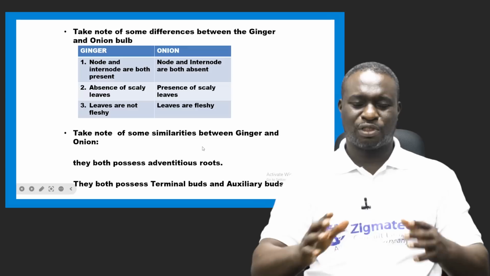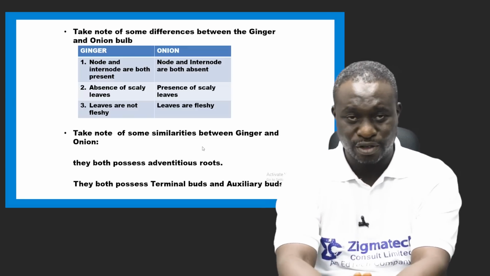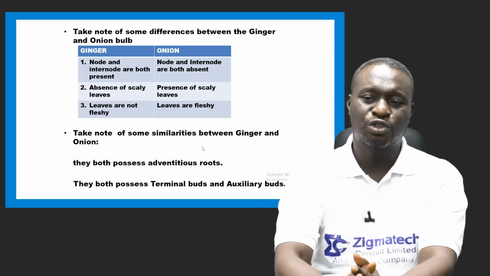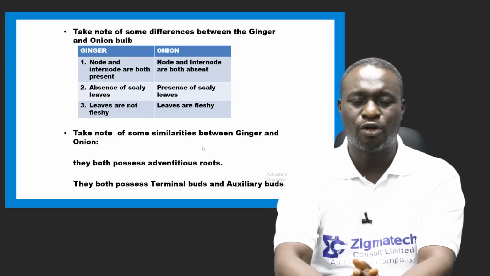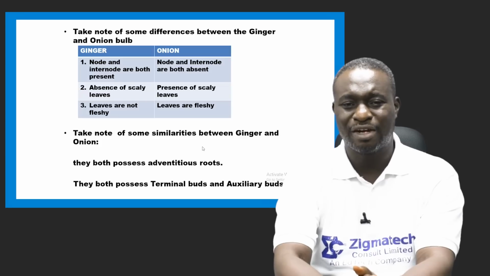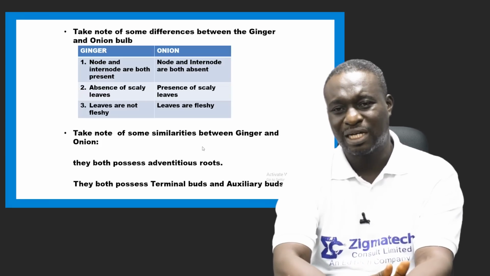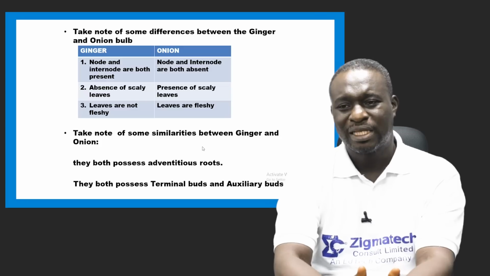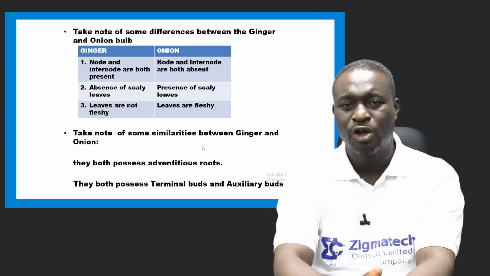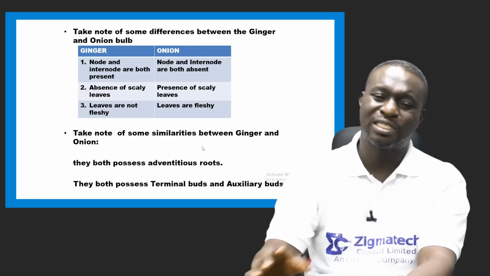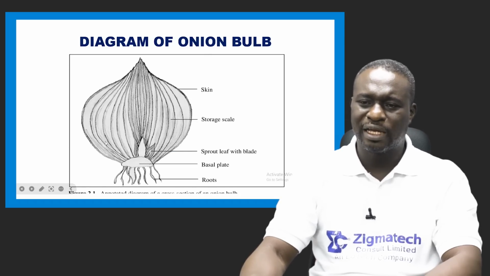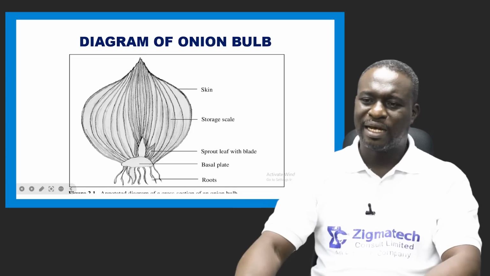Also take note of some similarities between the ginger and the onions. They both possess adventitious roots, and they also both possess terminal buds and auxiliary buds. We mentioned in the observable features of onion that they also possess adventitious roots. Now let's take a look at the structure of the onion bulb. You can see the adventitious roots.